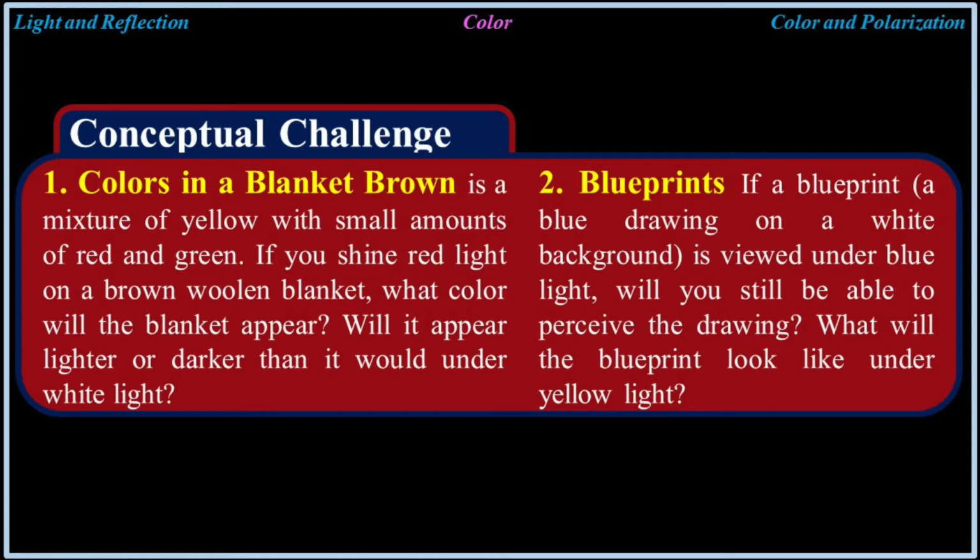Colors in a blanket: brown is a mixture of yellow with small amounts of red and green. If you shine a red light on a brown woolen blanket, what color will the blanket appear? Will it appear lighter or darker than it would under white light?